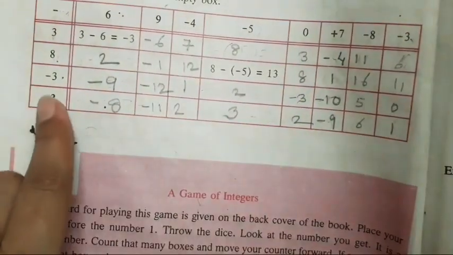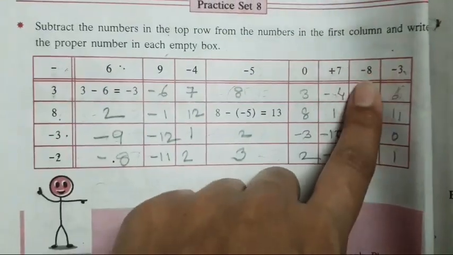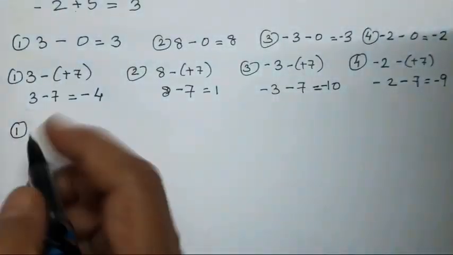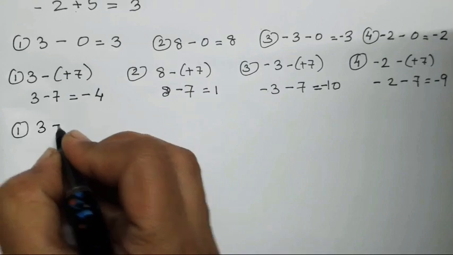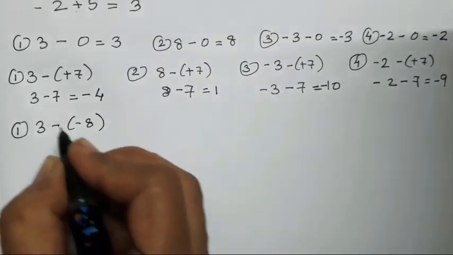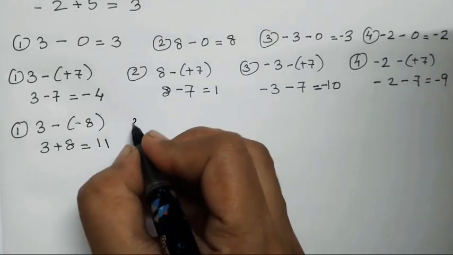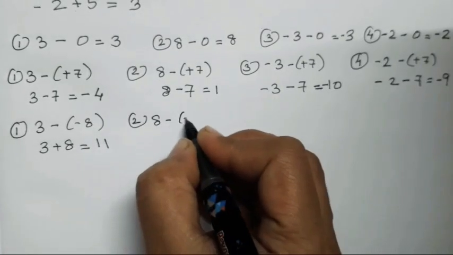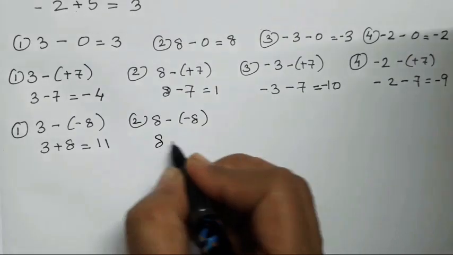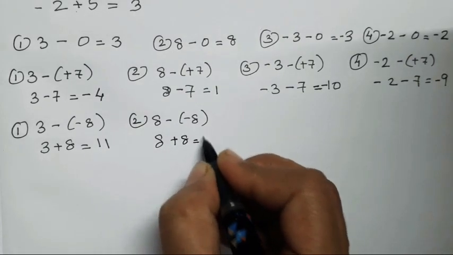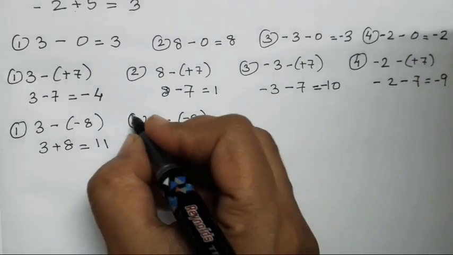Now we will be using these numbers along with minus 8. So 3 minus 8, minus and minus will be plus, so the answer is going to be 11. 8 minus 8, minus and minus is going to be plus, so the answer is going to be 16.